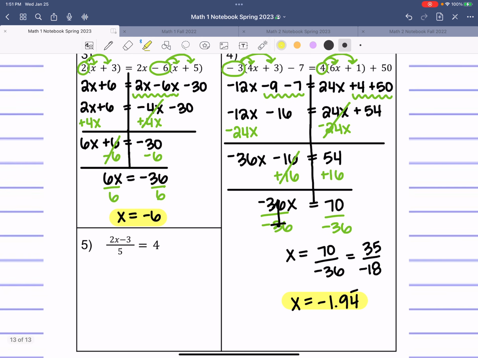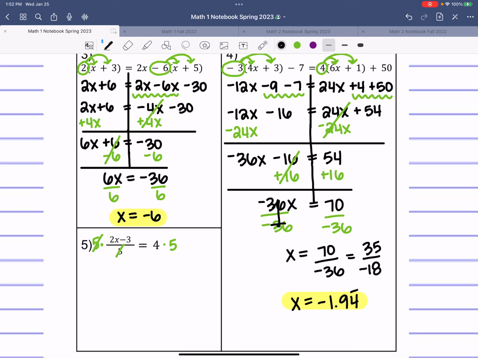And finally, number 5. We do not have any parentheses, so no distributing. We can't combine any like terms. We can't move any variables because this is part of a fraction in the numerator. So what we have to do first is actually get rid of this division by 5. So we want to get rid of that first by doing the opposite. So that would be times 5 on both sides. So then 5 over 5 will cancel because that's 1 technically.